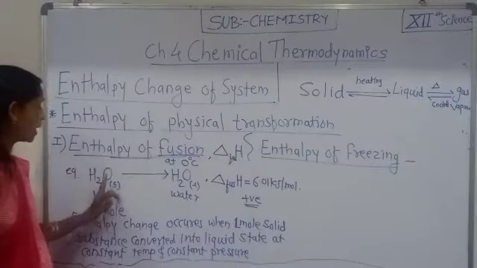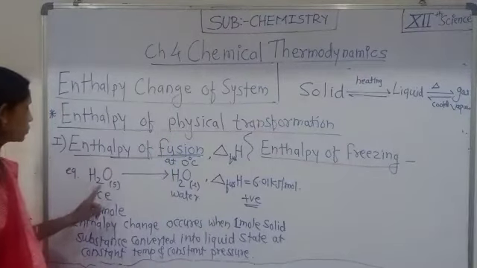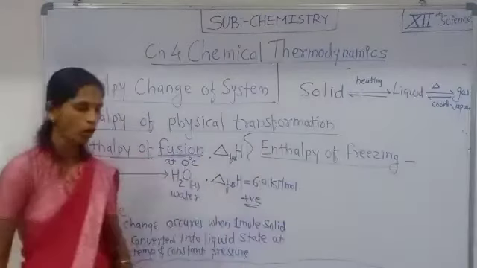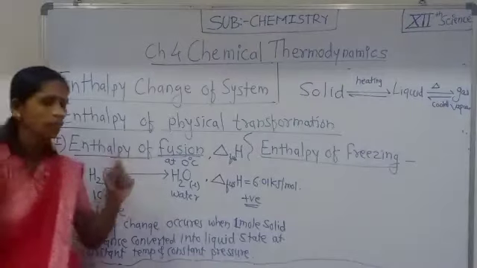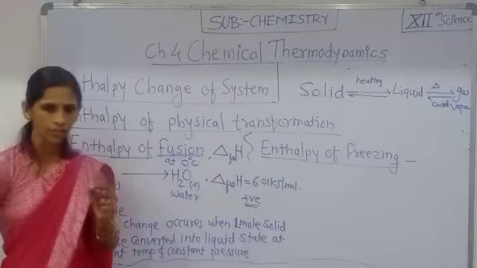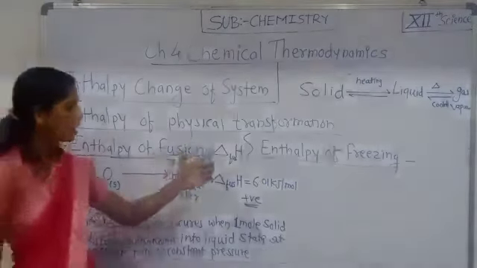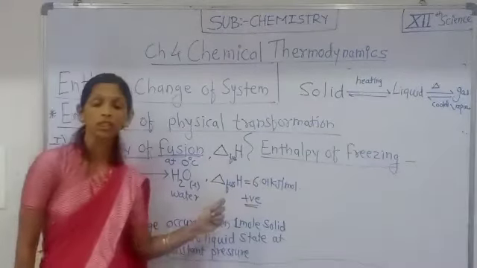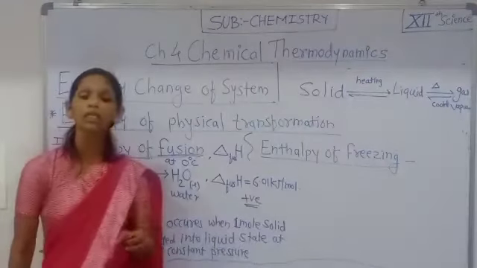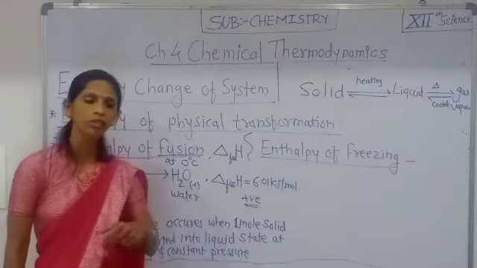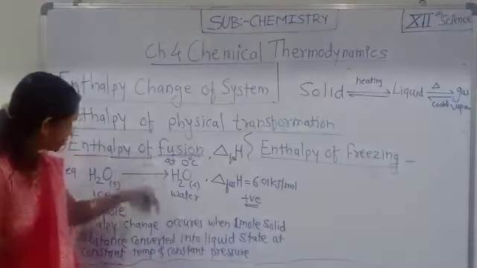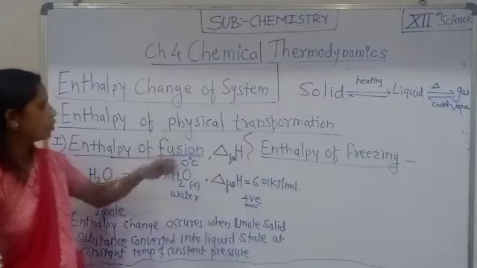The enthalpy of fusion of ice is 6.01 kilojoule per mole, and the enthalpy of fusion of any solid substance is always positive because it is an endothermic process, since heat is absorbed by the solid substance to convert it into the liquid state. So that is about the enthalpy of fusion.